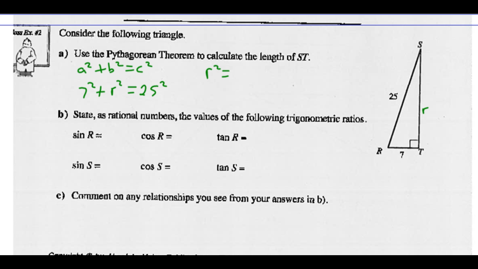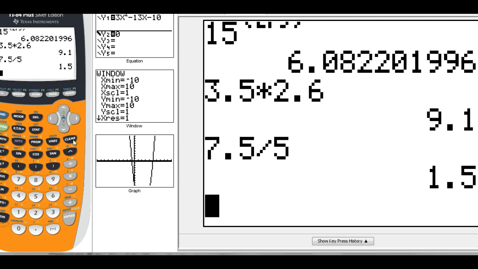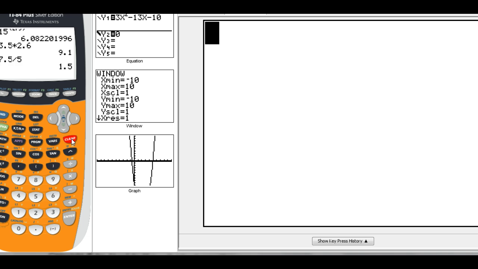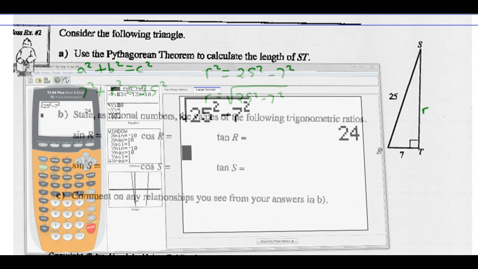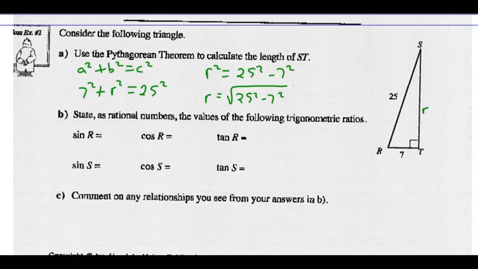If I want to solve for r, then I'm going to subtract 7 squared from both sides, and then I'm going to take the square root of all that. All right, so get out your calculators and figure that out. Let's try it. So the square root of 25 squared minus 7 squared. There's our side, 24. All right. So little r is 24.